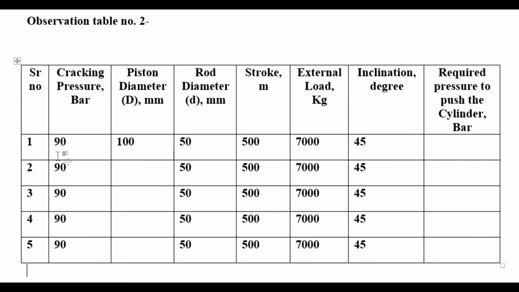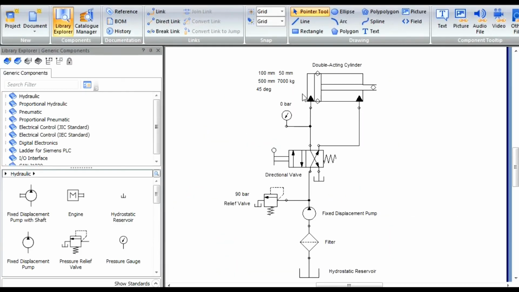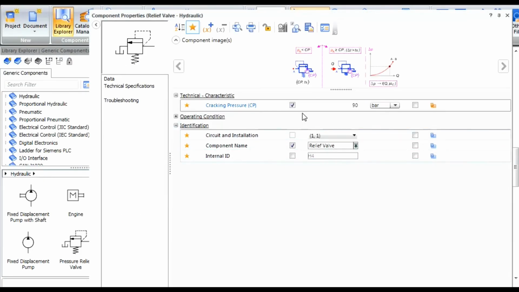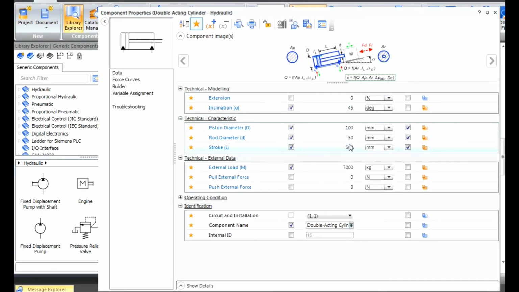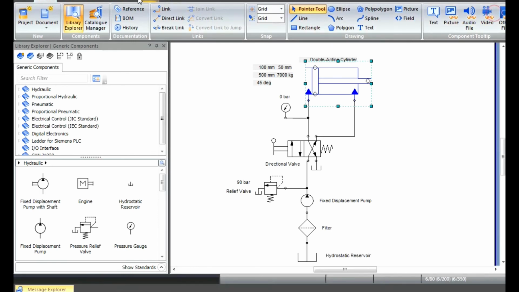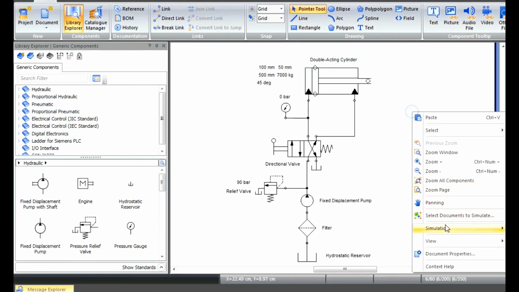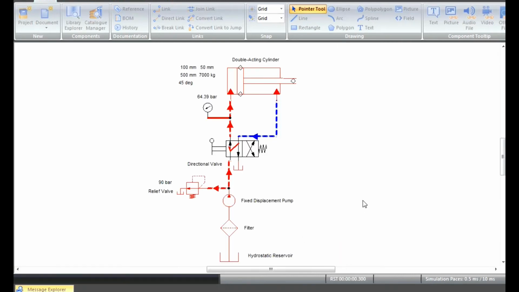Now in the second case, I am going to change only the piston diameter, keeping the other parameters constant. Here I have selected 90 bar cracking pressure, the diameter of the rod is 50, the stroke of the cylinder is 500, the external load is 7000 kg, and the cylinder has a 45-degree inclination angle. Let us check with the help of simulation.